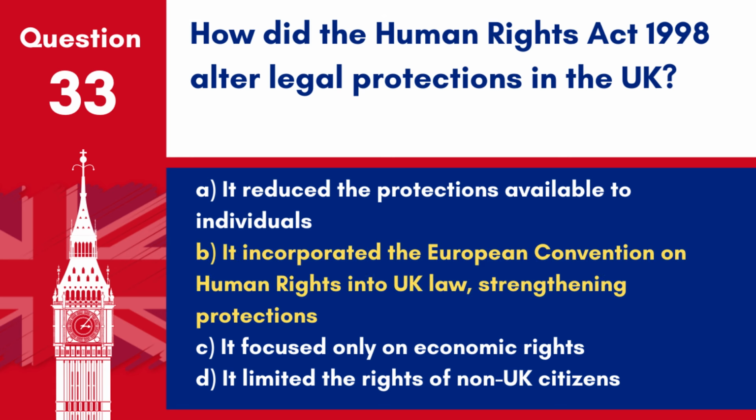Answer: B. It incorporated the European Convention on Human Rights into UK law, strengthening protections. The Human Rights Act 1998 significantly altered legal protections in the UK by incorporating the European Convention on Human Rights into domestic law, which allowed individuals to defend their rights in UK courts and obliged public organisations to treat everyone equally, with fairness, dignity and respect.